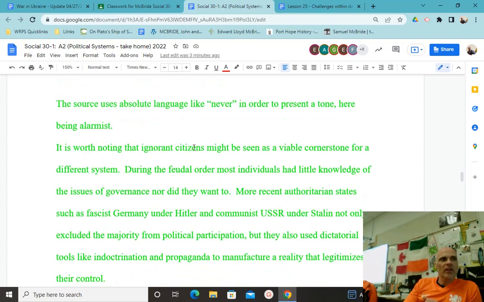It is worth noting that ignorant citizens might be seen as a viable cornerstone for a different system, and we talked about this when I first put the essay in there. During the feudal order, most individuals had little knowledge of the issues of governance, nor did they want to attain it.